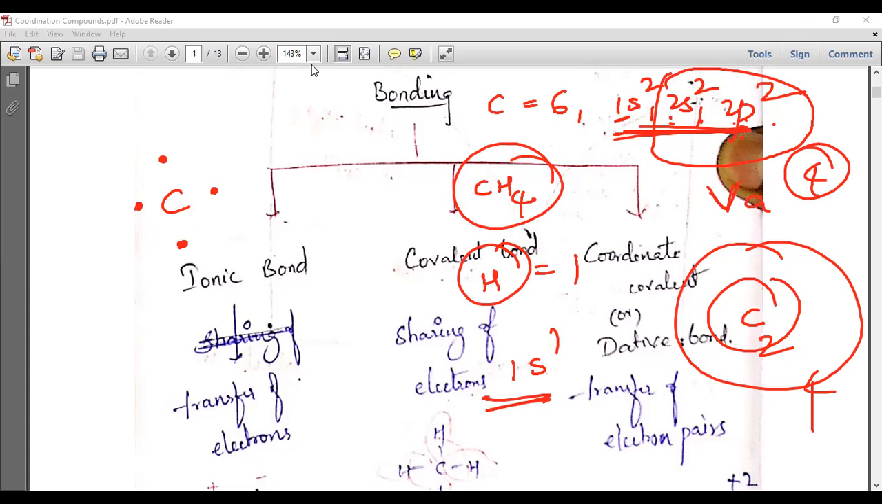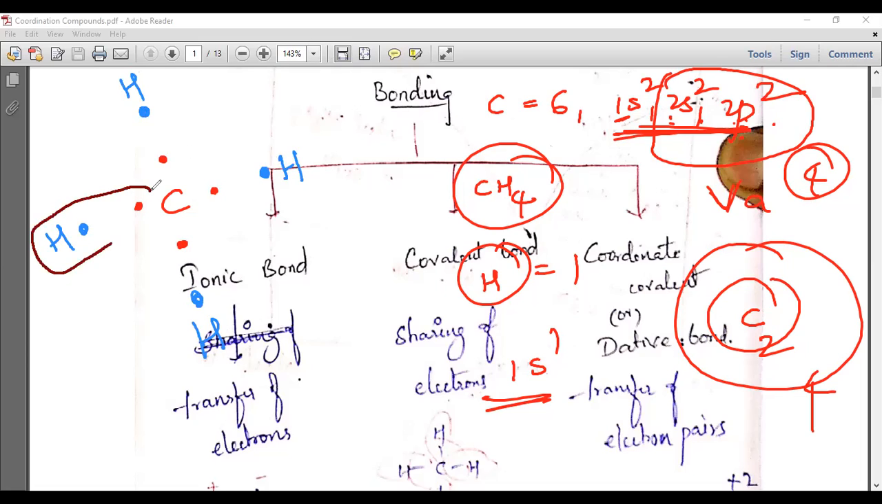So it is having only one valency electron. So let us write that also. Hydrogen is having one electron. Here also the hydrogen is having one electron. Here also hydrogen is having one electron. And here also one electron. So you can see here, each hydrogen is having one electron. Now let us see the sharing of electron.